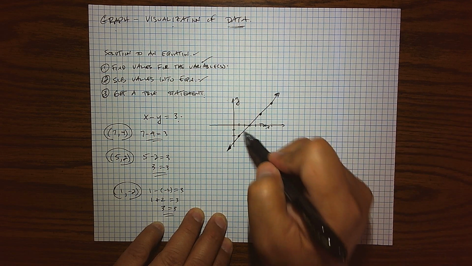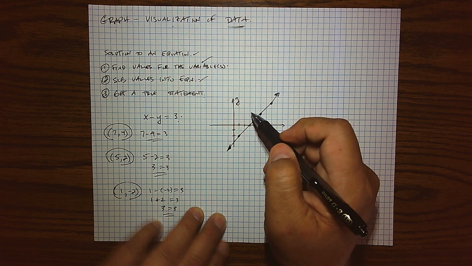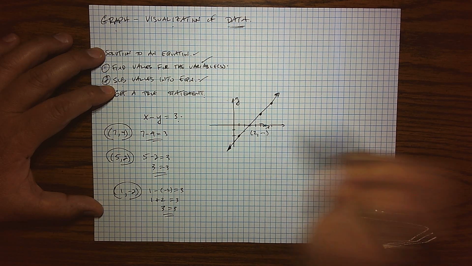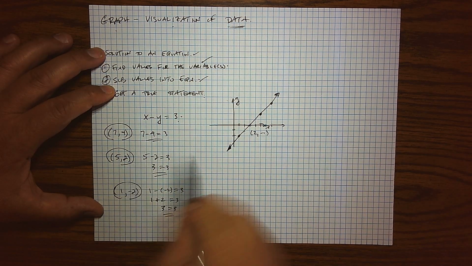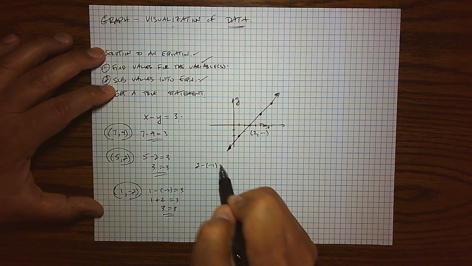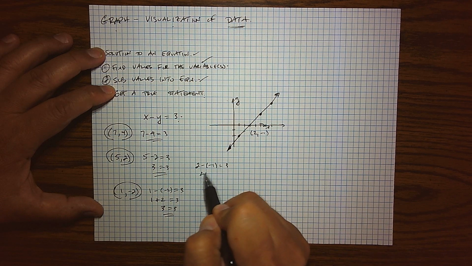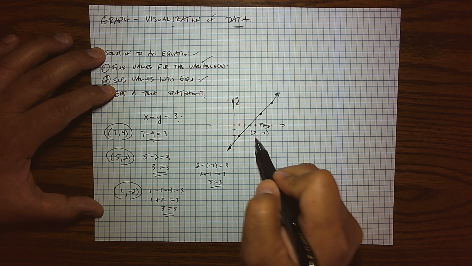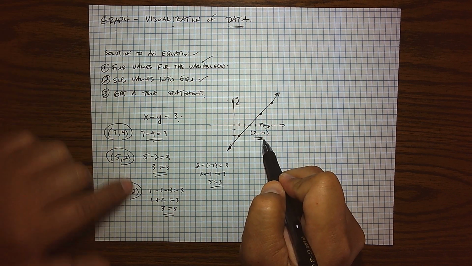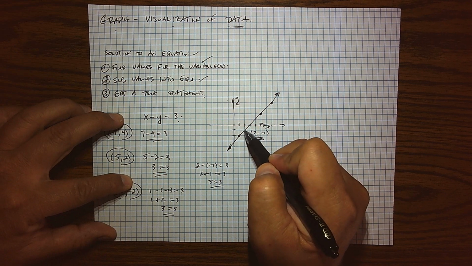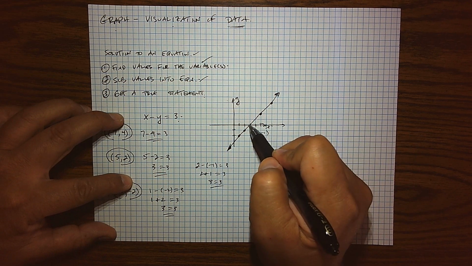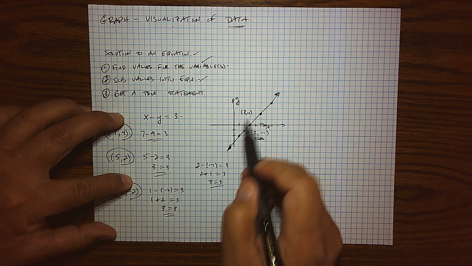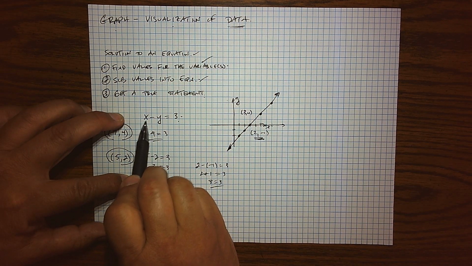For example, you can get a feel that this point right here, which is the point 2, negative 1, satisfies the equation. 2 take away negative 1 equals 3. 2 plus 1 equals 3, 3 equals 3. So that's a point that we didn't consider, but after graphing it, we can see that it actually is on the line. Same thing with that one right there. That's the point 3, 0. And clearly that satisfies 3 minus 0 equals 3.